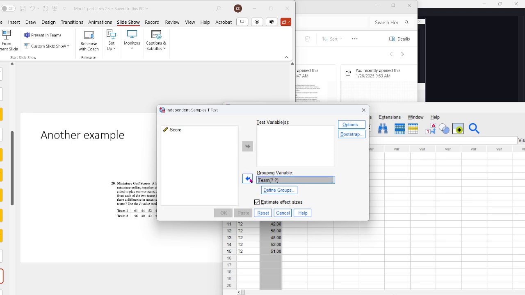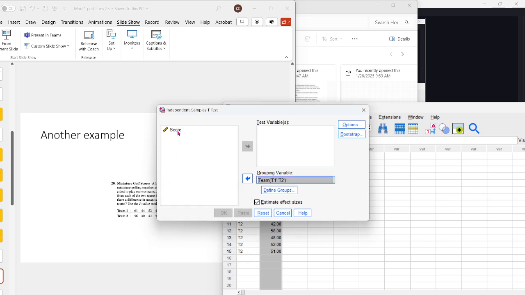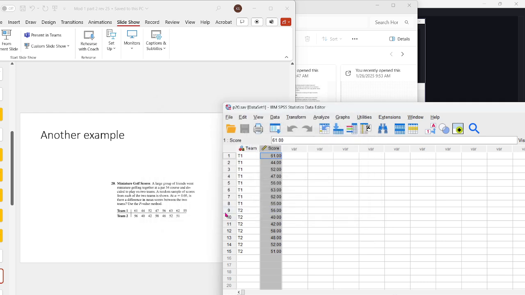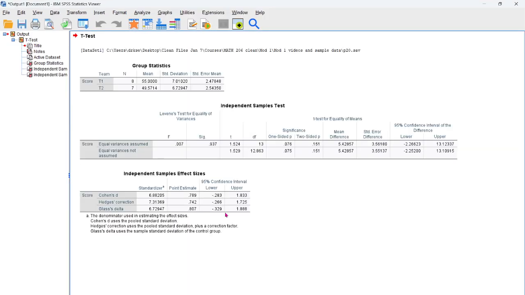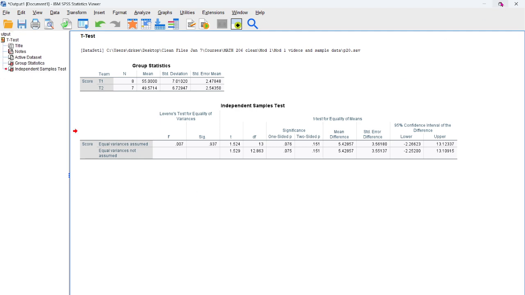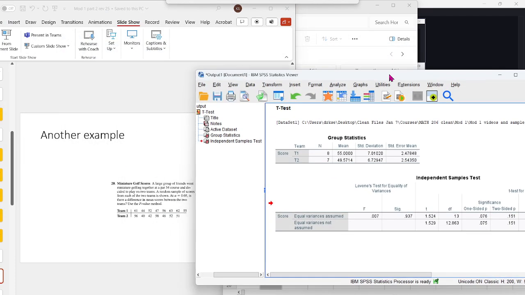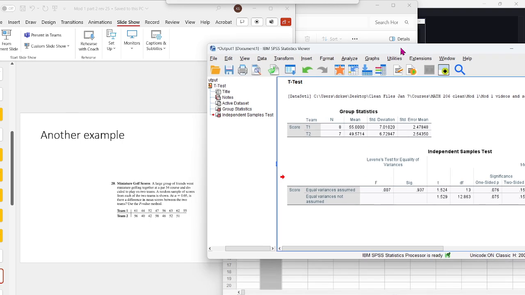Team is our group variable. Define groups, T1, T2. Hit continue. And then the score is that, and then I think it's going to run just fine and dandy. Let's hope. Okay. And we hit go, and yes, it runs fine and dandy. So we get all this, and you're like, oh my God. Now this, we don't need this effect size. That gets beyond us. So what we're looking at again is the 2 independent samples output from SPSS on this test.